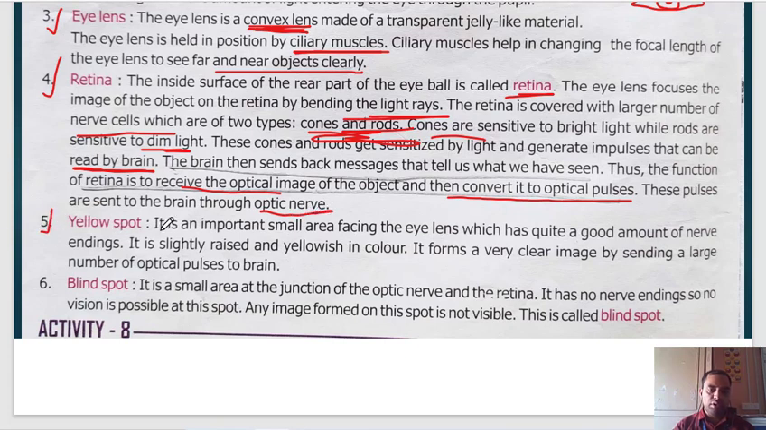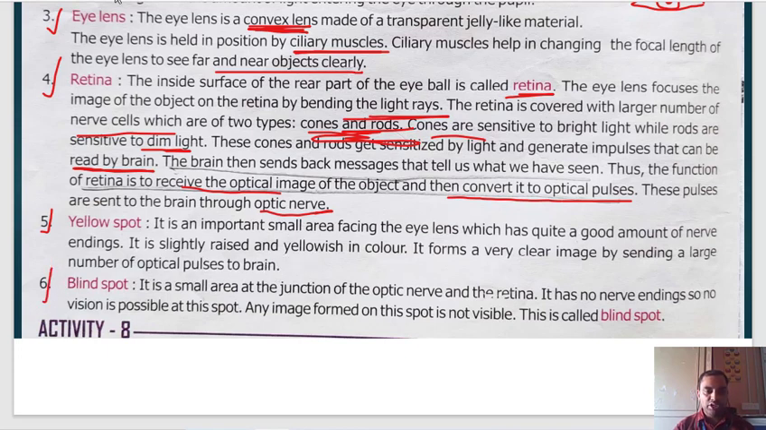Next one is yellow spot. It is an important small area facing the eye lens which has quite a good amount of nerve endings. It is slightly raised and yellowish in color. It forms a very clear image by sending a large number of optical pulses to the brain.